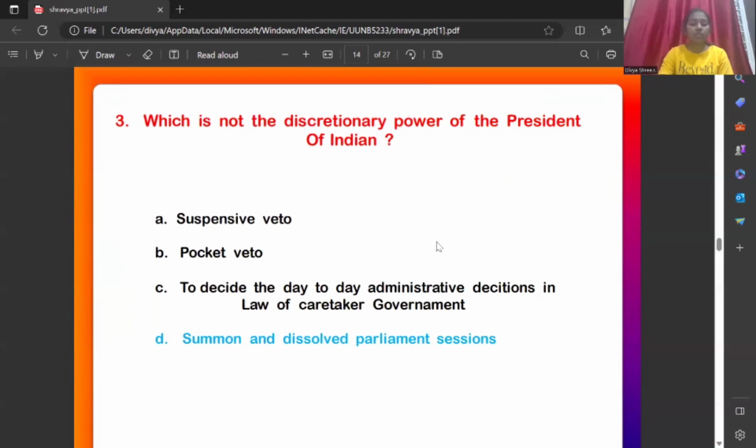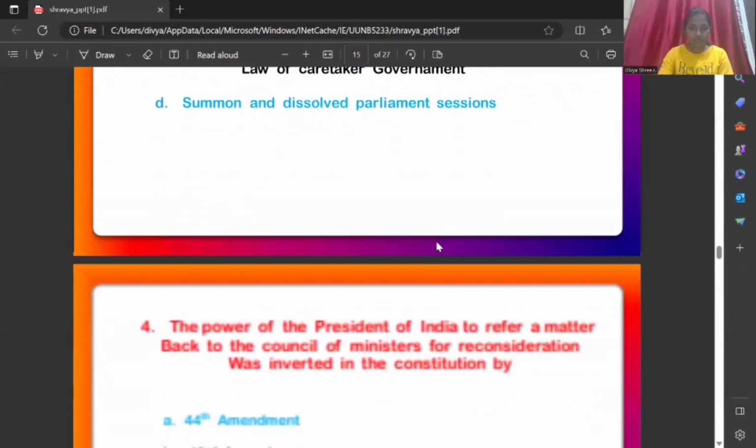The options are: option A is suspensive veto, option B is pocket veto, option C is to decide the day-to-day administrative decisions in the law of caretaker government, and option D is summon and dissolve parliament sessions. The correct answer is option D, that is summon and dissolve parliament sessions.